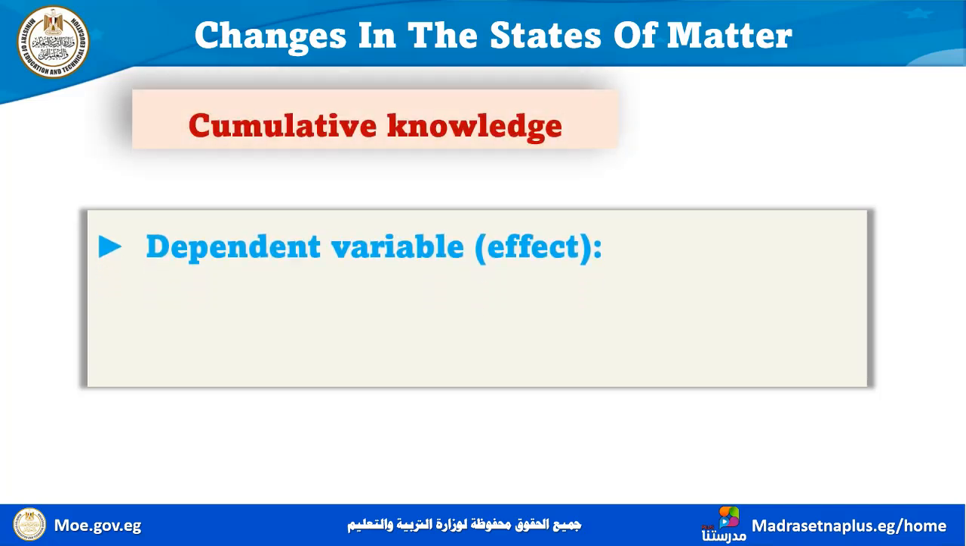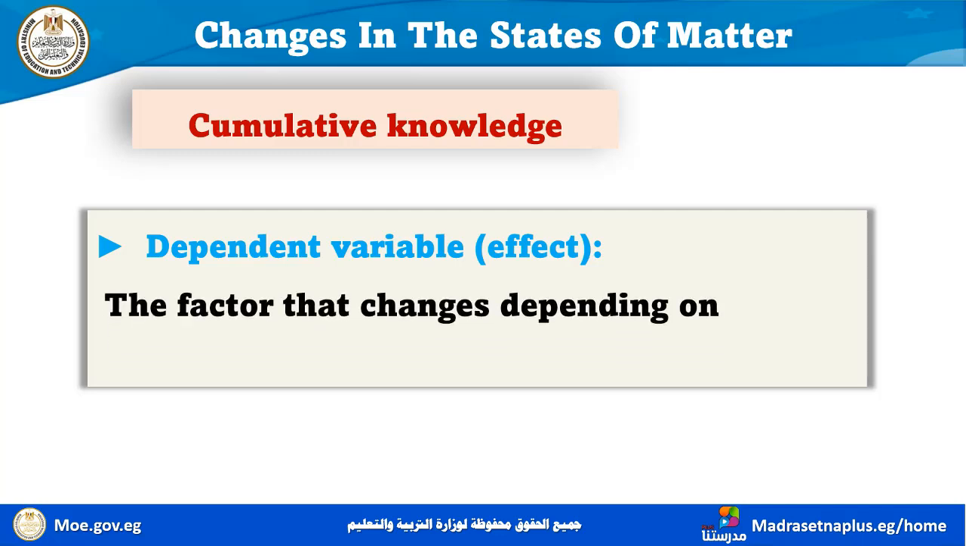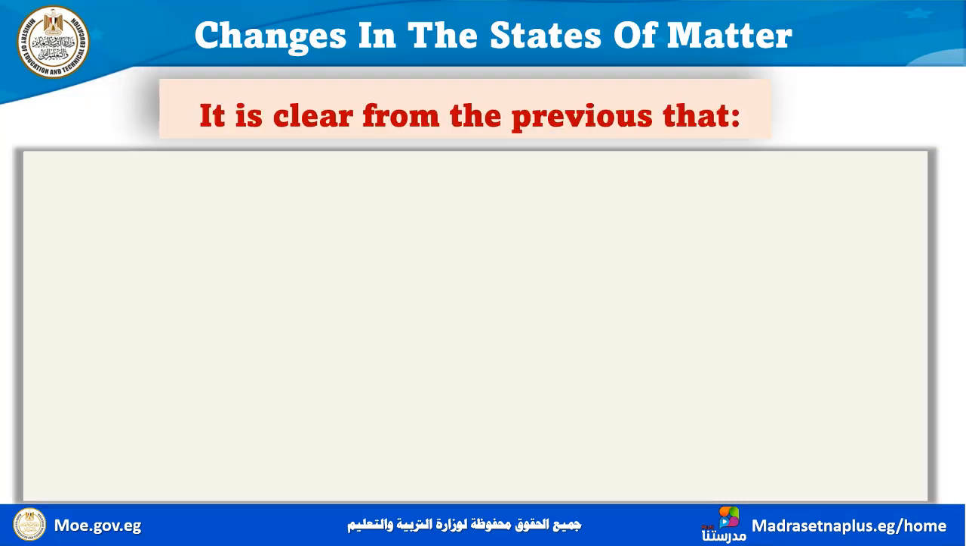And dependent variable, the effect, the factor that changes depending on the independent variable, and this is the last point in our cumulative knowledge according to our previous experiment.